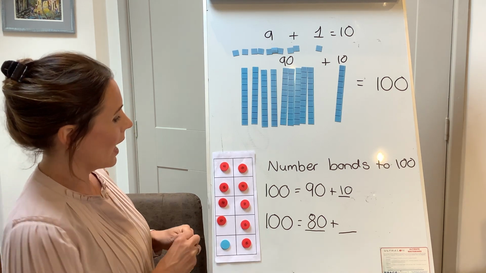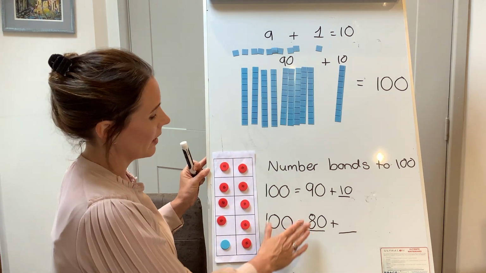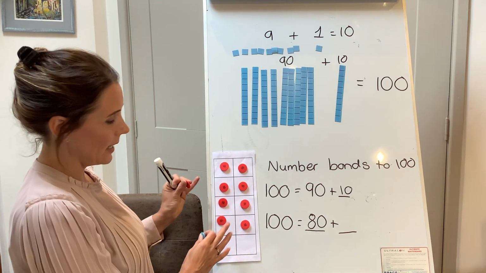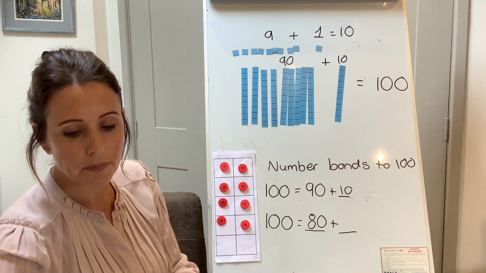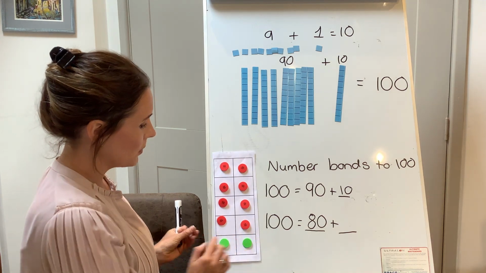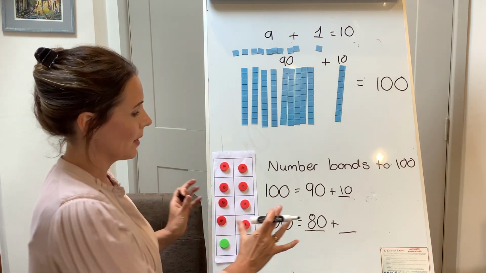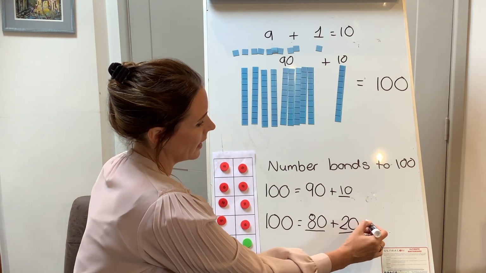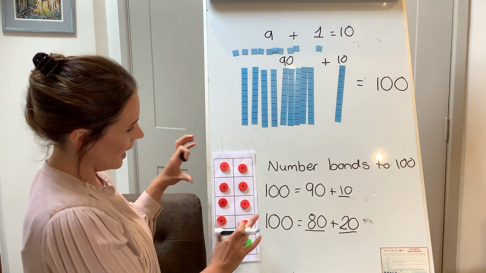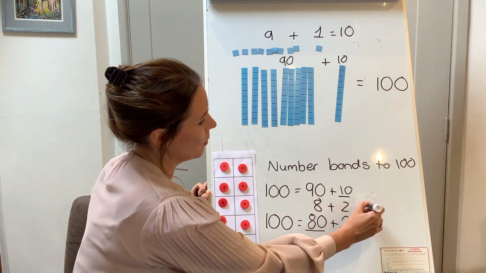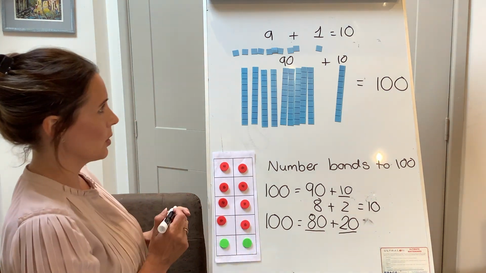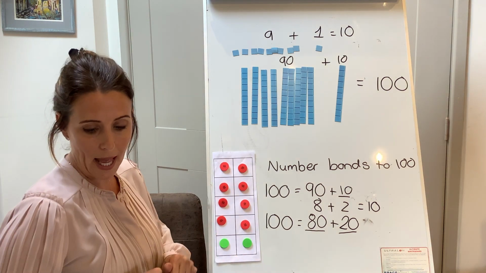Okay, so you had 80, so we can have 8 tens is 80. And what do we add to that? Well, we add 2 more tens. And 2 tens is the same as 20. So 80 add 20 is equal to 100. But our knowledge of seeing 8 add 2 is equal to 10 will help us to see the number bonds that go together to make 100 because we're using our multiples of 10.